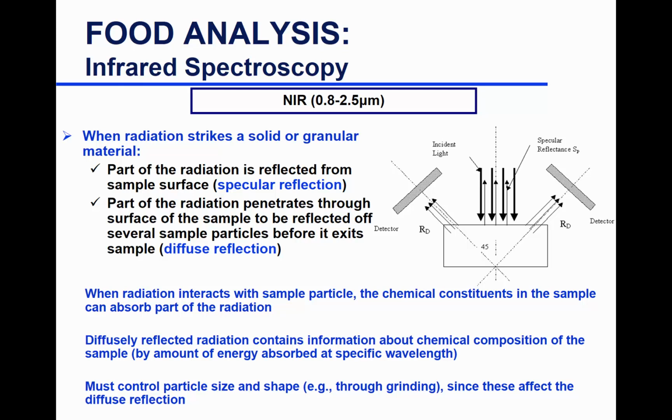So when the radiation interacts with the sample particle, the chemical constituents in the sample can absorb part of the radiation. That's what happens when the light goes in. Some of your particulates or components, constituents absorb light, and the remainder of the light gets reflected back, and that's what gets measured. It's very important to control particle size and shape, so it's very important to have a homogeneous sample, since that will impact how the light gets diffused and how it reflects back.